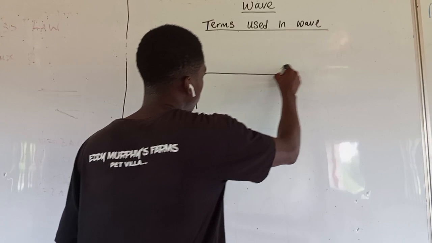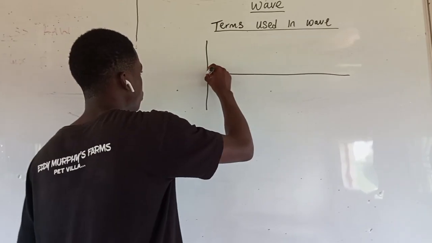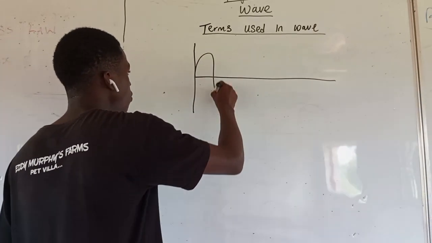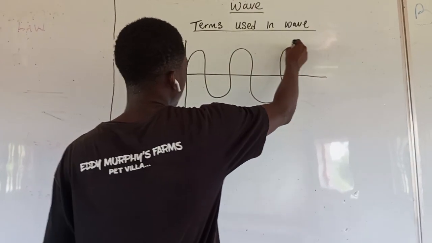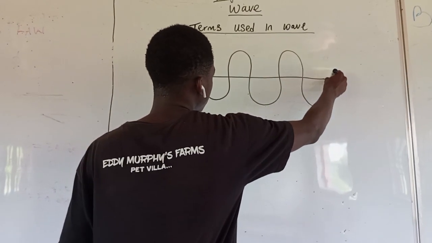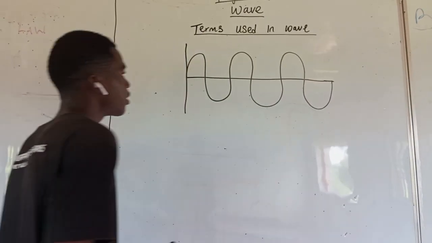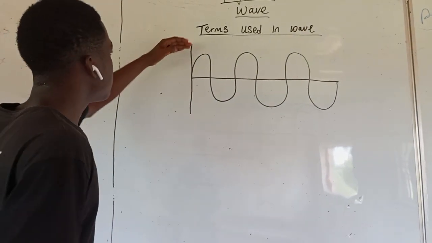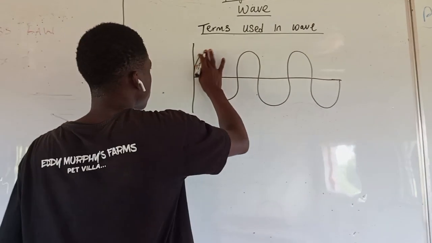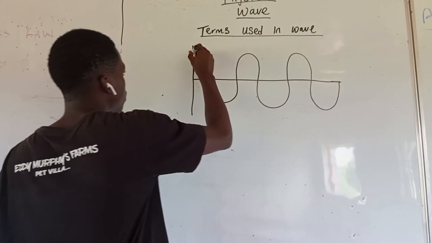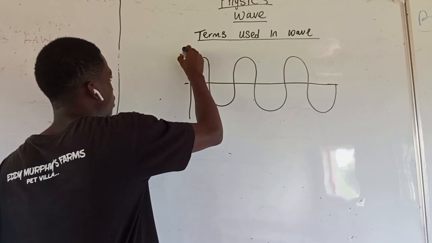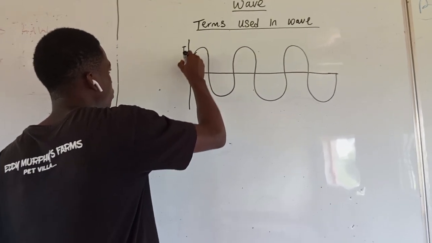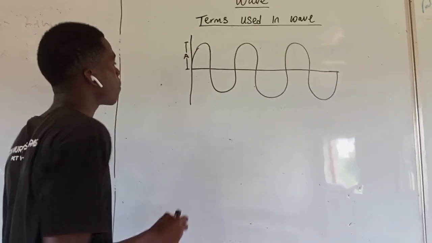representation of a wave motion. All waves oscillate, yes, all waves undergo what is called oscillation, right? Now from this point to this point is what we call the amplitude. So I will represent that by A.